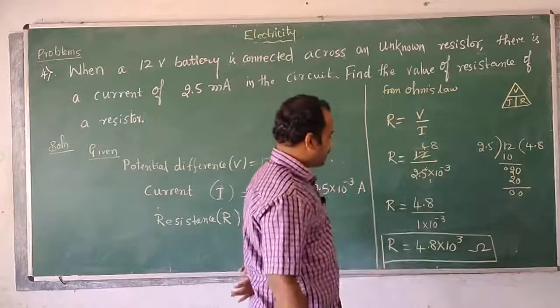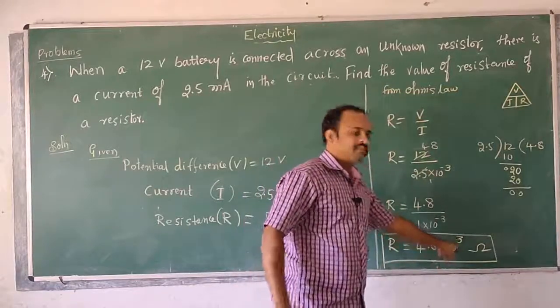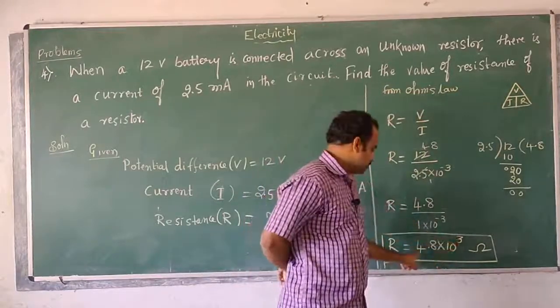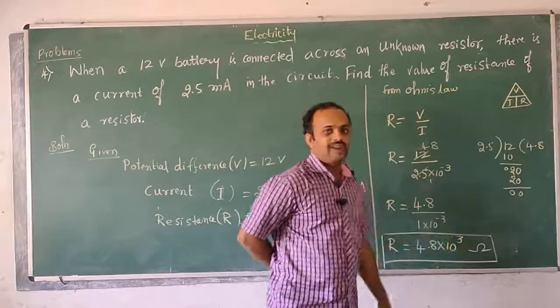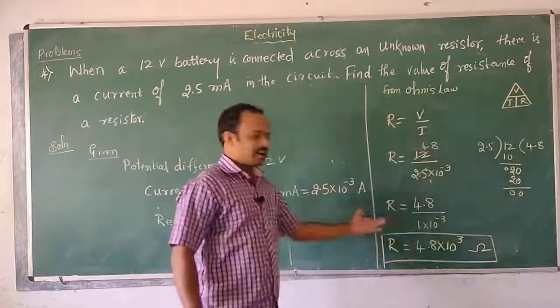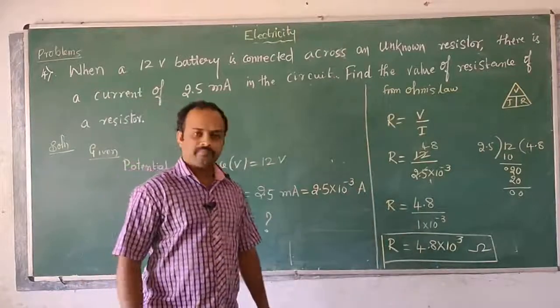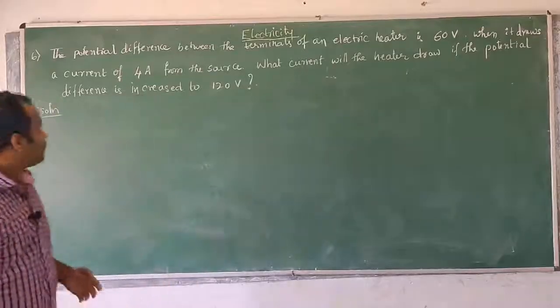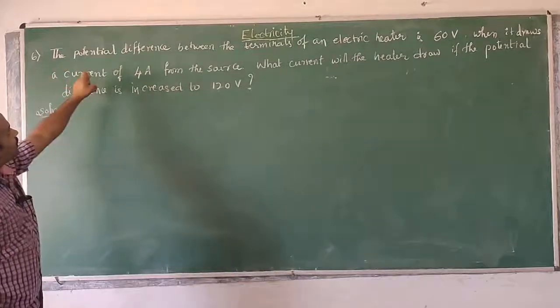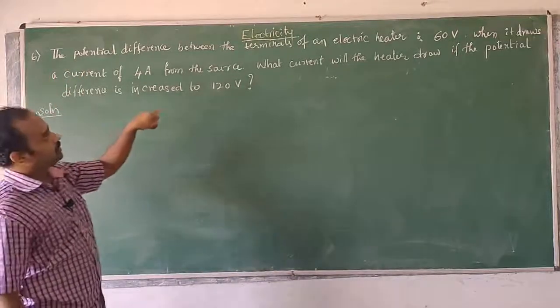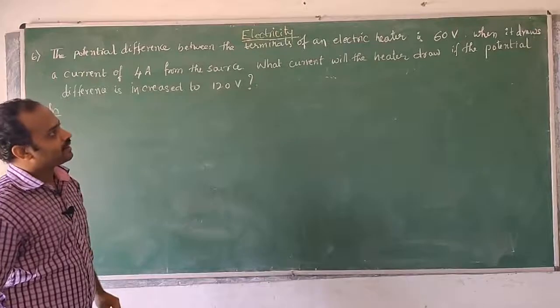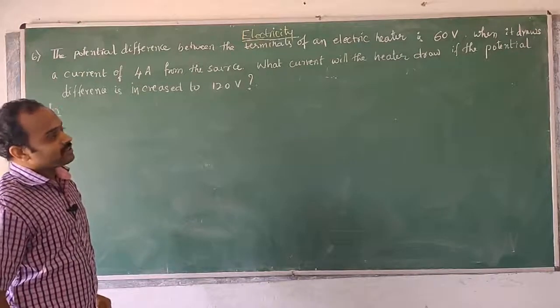Or you can write 10 power 3 is nothing but 1000. 1000 into 4.8, 4800 ohm. You can write like that also. 4800 ohm.